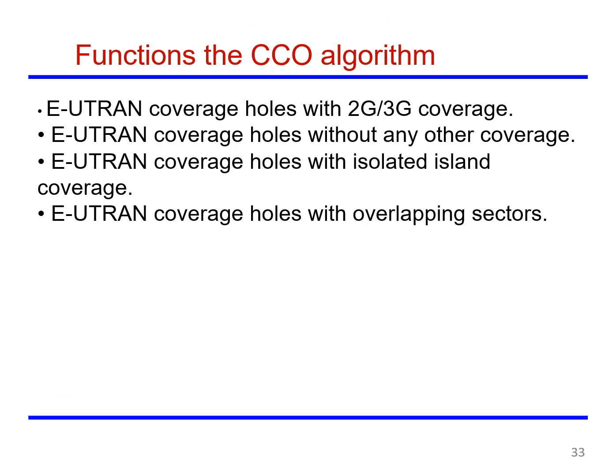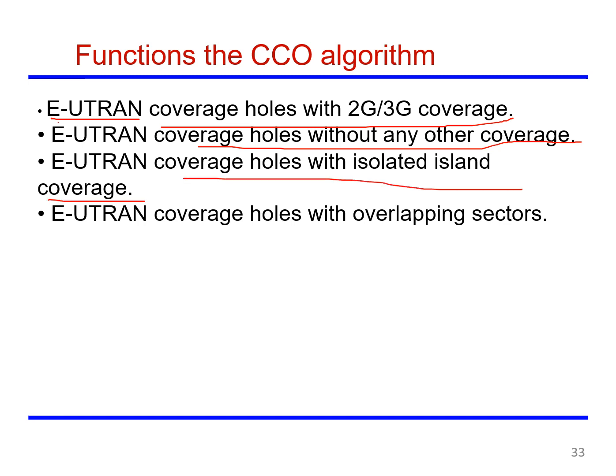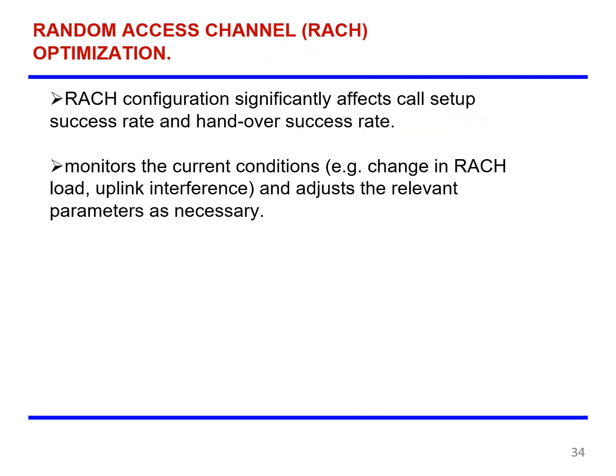So the functions of the CCO algorithm can be addressed for E-UTRAN, meaning evolved UMTS terrestrial radio access network. This E-UTRAN is nothing but the 4G RAN: coverage holes with 2G or 3G, coverage holes without any other coverage, isolated island coverage holes, and coverage holes with overlapping sectors. So these are the various functionalities the CCO algorithm can address to reduce coverage issues.